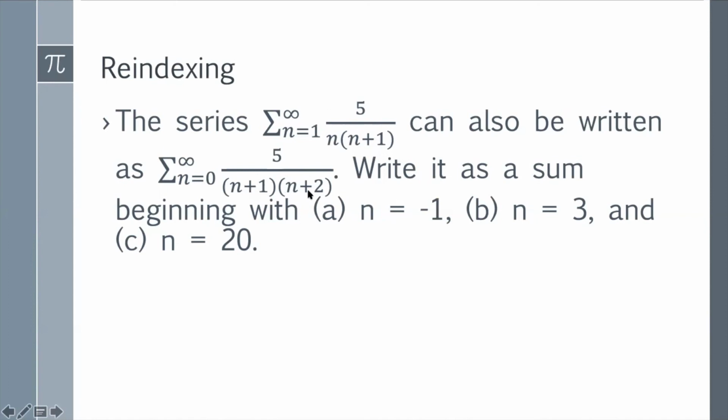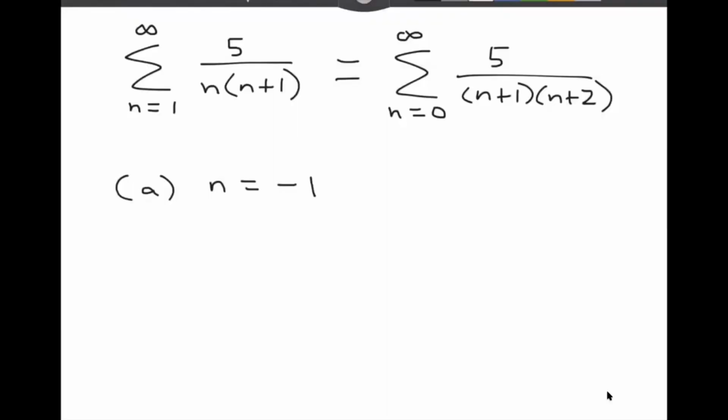So in this example, we're going to write this sum beginning with n equals -1, and then n equals 3, and finally n equals 20. So back to the tablet one last time. All right, so here are the two examples that they showed us of how to write this series. So what we want to do in this problem is write it as the sum n equals -1 to infinity.